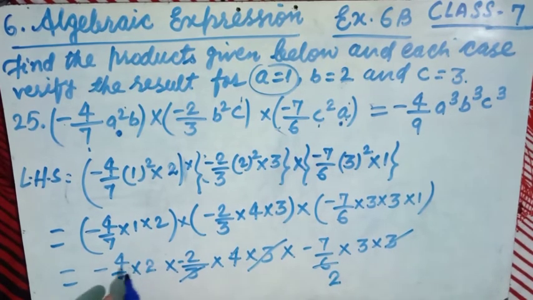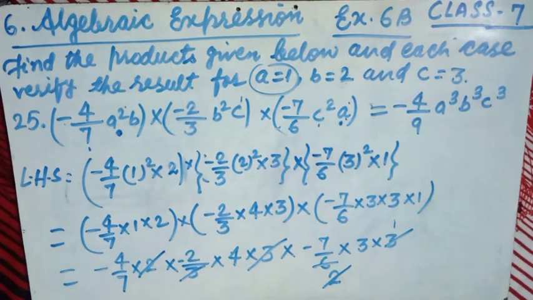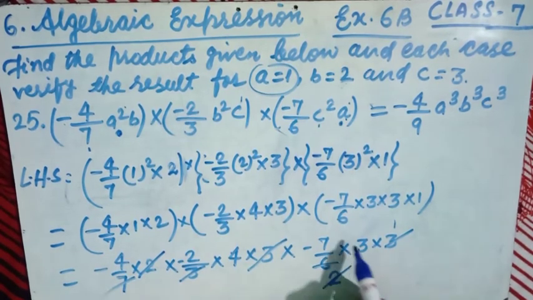Now all of these are numerators and denominators. Numerators and denominators will get cancelled if it is possible. Now this 3 and 3 will get cancelled. 3 times 1 is 3, 3 times 2, here is the 2 and here is the 2, so 2 and 2 will also get cancelled. Here is the 7 and here the 7 will get cancelled. That means in the denominator there is 1.